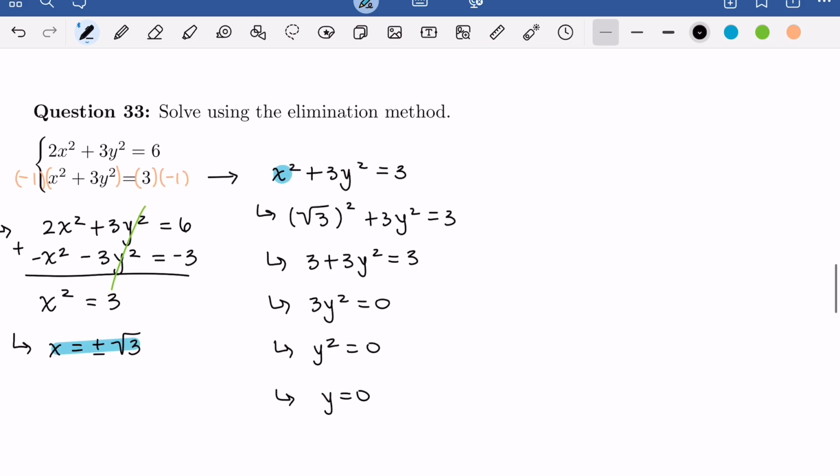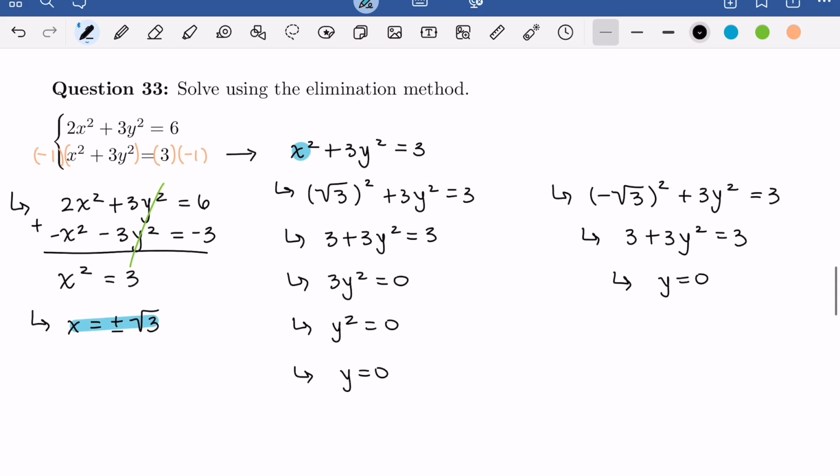Now as you may have guessed, the same thing's going to happen if we were to plug in a negative square root of 3, because we know that a negative value squared is going to give us a positive value. So we're going to get the same thing here. We'll have 3 plus 3y squared gives us positive 3. So following the same steps here, we're going to end up with y is equal to 0.